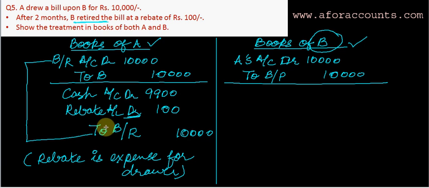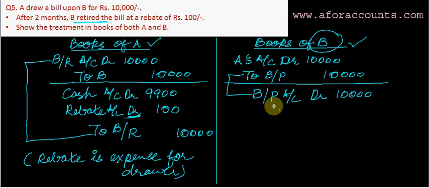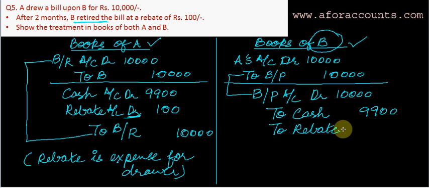So what about the entry in the books of B? Here bills payable comes to an end. So bills payable account debit by 10,000. Reverse of this credit, because it is coming to an end. So bills payable account debit to cash. I am paying to cash, but I am paying only 9,900. 100 is rebate, and to rebate is 100.